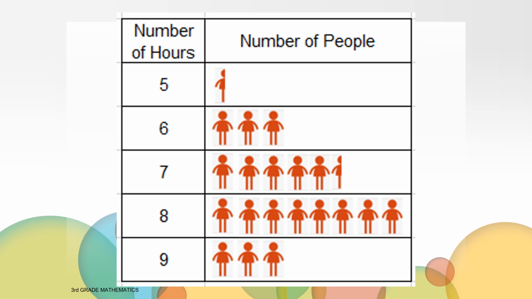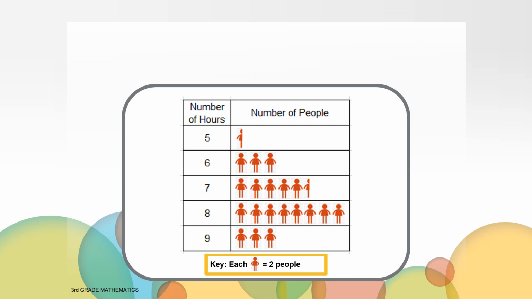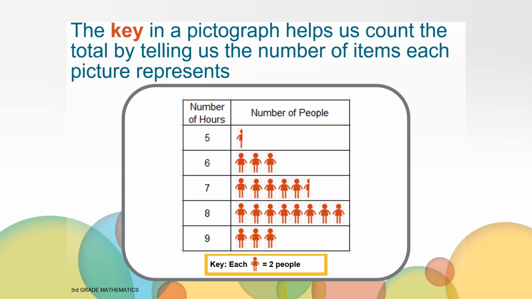Well, in order to understand what half a person represents, you'll need to know what the whole person represents. The last missing piece of the pictograph is the key. The key at the bottom of the graph helps us make sense of the pictures in the graph by telling us the quantity or number of items each picture stands for. This key tells us that each person represents 2 people counted when the data was collected. This will help us find the total number of people for each of the numbers of hours slept.